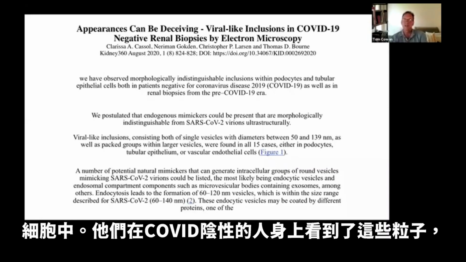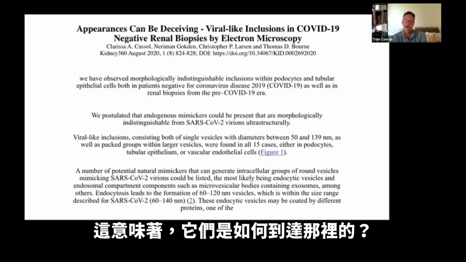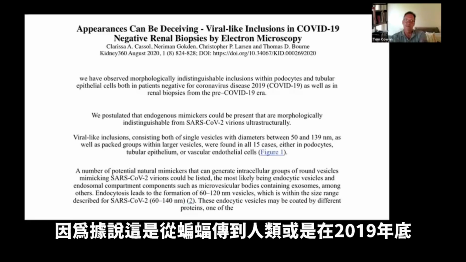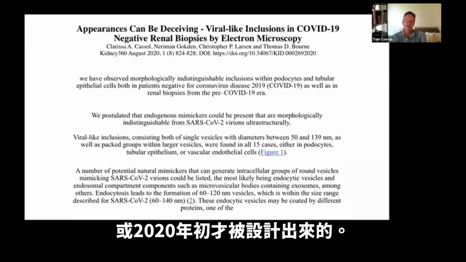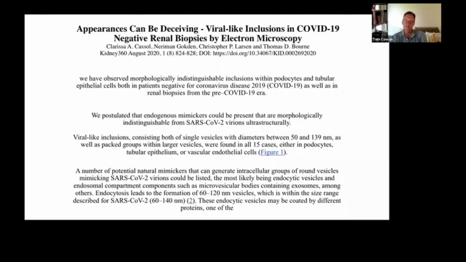And they saw them in people who were negative for COVID, and they saw them in kidney tissue from before COVID actually started, which means how did it get there? Because this supposedly was, quote, jumped from bats to humans, or was engineered only in late 2019 or early 2020. So how did these identical particles get there in the pre-COVID era?